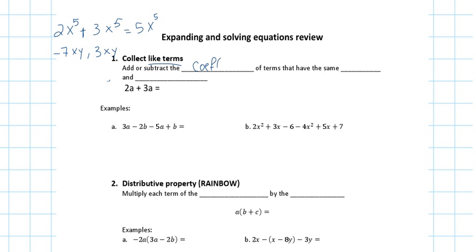So remember, coefficient is the number that comes before the variable of terms that have the same variable and exponent.